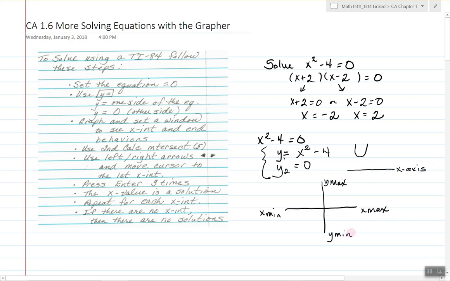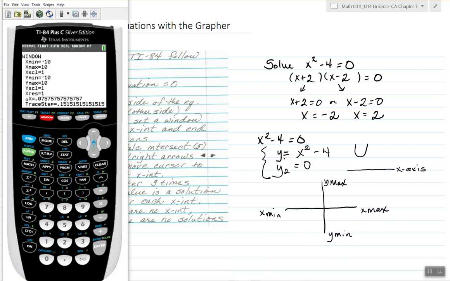More negative. All right, so let's go back to it. And I have a standard window. That's where I'm going to start. I start quite often with a standard window. And now I'm going to press the button.